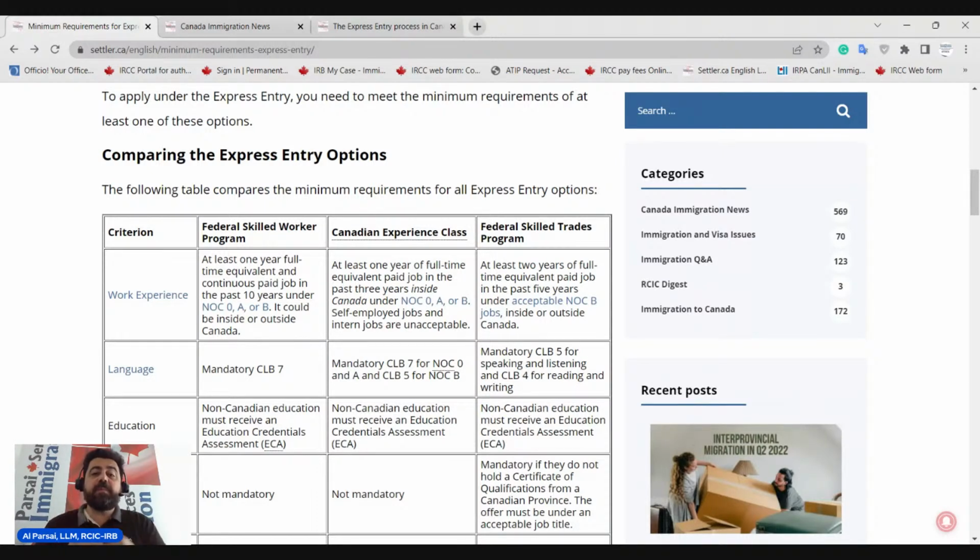So if you meet the minimum requirements of any of those two, then you can enter the pool of Express Entry. In terms of work experience for Canadian Experience Class, you need to have at least 1 year of full-time work experience under NOC 0, A or B. Unlike the Federal Skilled Worker, you do not need to have continuous work experience. So it could be broken. That's absolutely fine. And also, it could be multiple jobs with multiple employers.